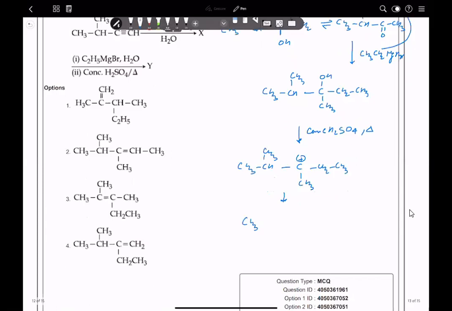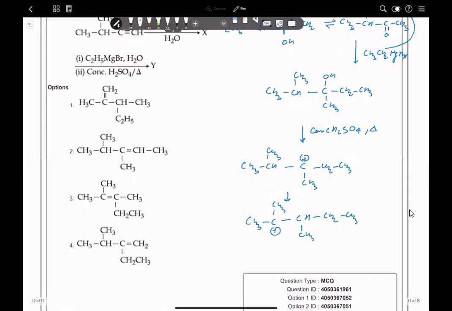So we get CH3, CH3, and it will convert to a 6 alpha H base. And finally, it will undergo elimination. And with elimination, we'll get this third one as the option, CH3 CH3 CH3 CH2 CH3. The answer for the question is the third option. Okay. Now question number 18.